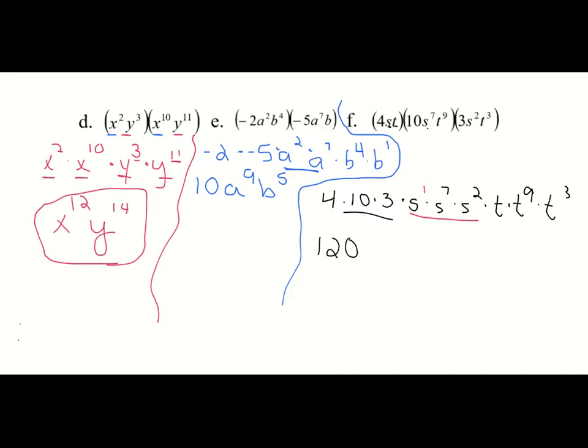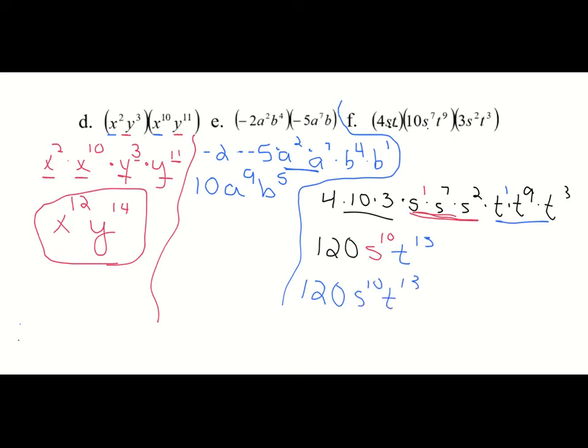And then when I add those exponents for only the s's, I have 1 plus 7, it's 8. 8 plus 2 will give me s to the 10th power. And then finally, when I look at my t's, again, I have t to the first power. So it's going to be 1 plus 9 is 10. 10 plus 3 will give me 13. So my final answer is 120 s to the 10th power t to the 13th.